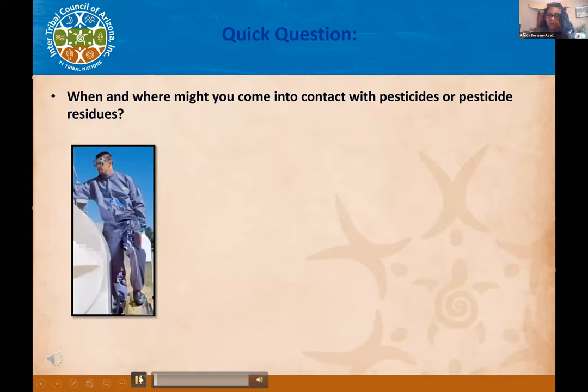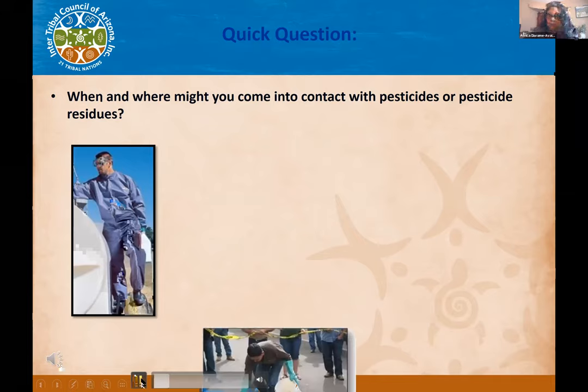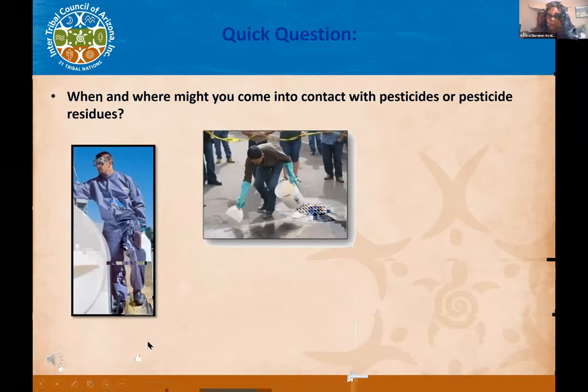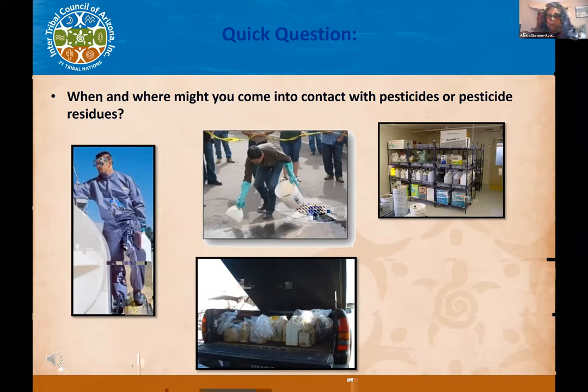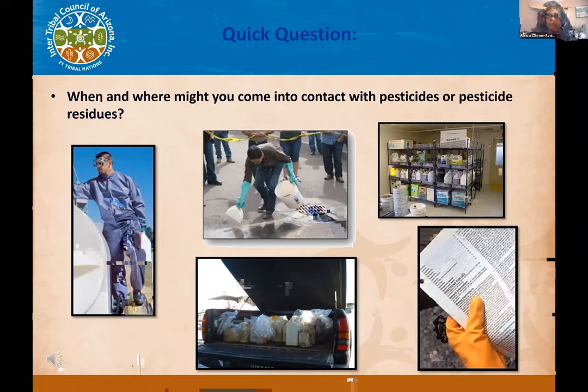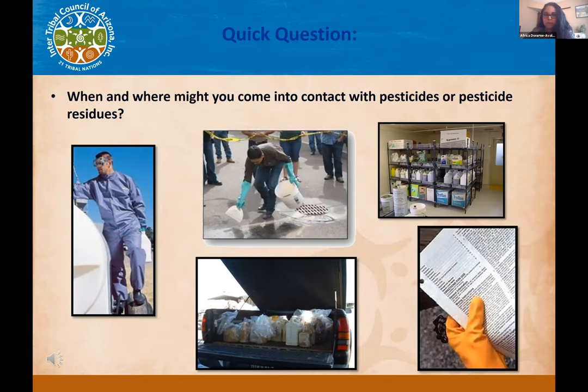Quick question. When and where might you come into contact with pesticides or pesticide residues? People are exposed to low levels of pesticides every day. You can be exposed to pesticides in a variety of places, including your home, at school, or at work. Pesticides can get inside your body from eating, drinking, breathing them in, and by skin contact. Residues can be on plants, in soil, in the air.